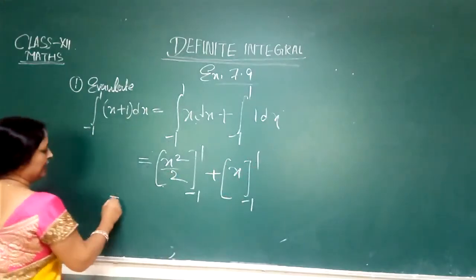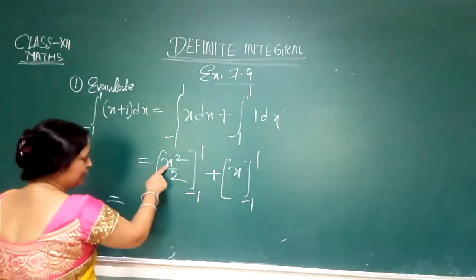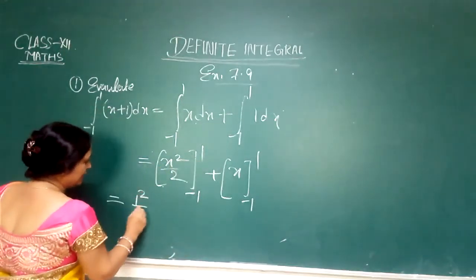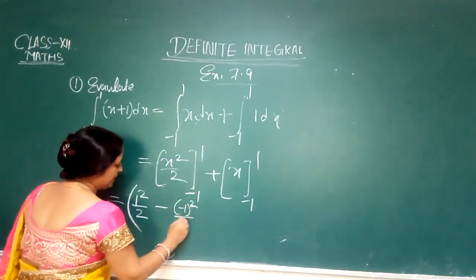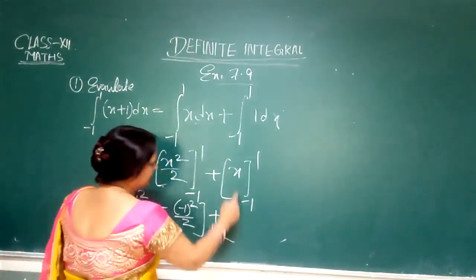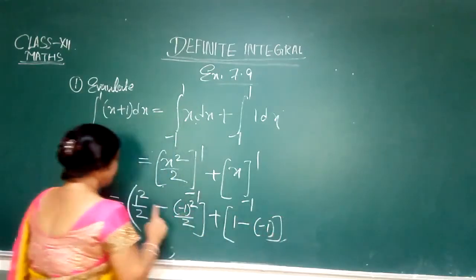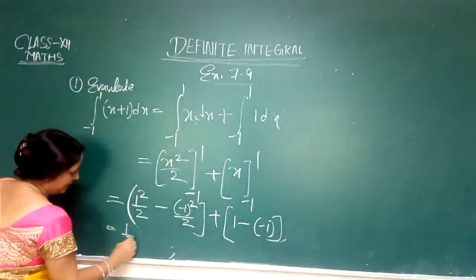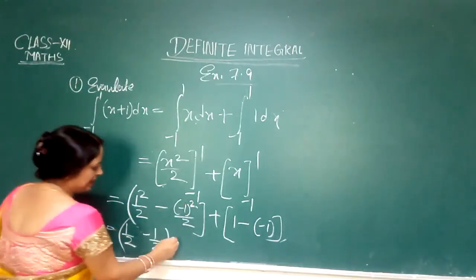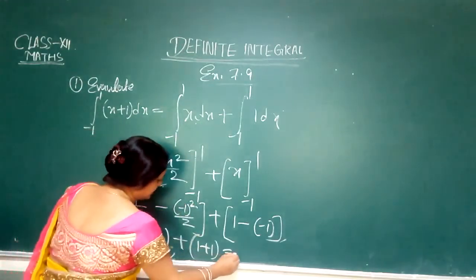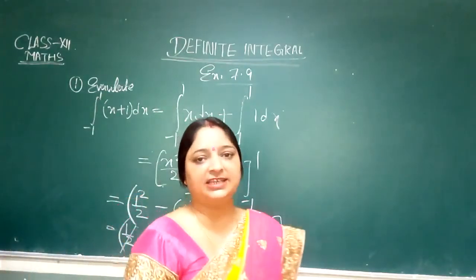So put the value here. How can you apply the limit? That is upper limit minus lower limit. So in the place of x, put the upper limit: 1 square upon 2 minus, in the place of x, put minus 1 square upon 2, plus, in the place of x, put the upper value 1, minus, and here minus 1. So what will come after solving this? It will come 1 by 2 minus 1 by 2, because minus 1 square is 1, plus 1 plus 1. So what is coming here? It is coming 2, because this term will cancel, and this is the exact value.